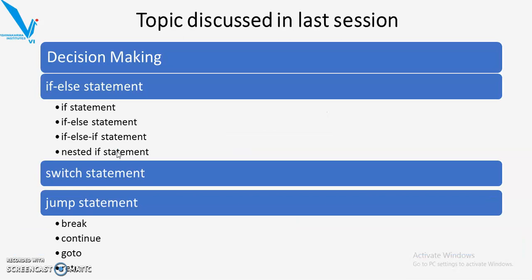Before going for today's session, we'll just discuss what we have covered in the last session. In the last session, we have covered the decision making statement. In the decision making statement, we have covered the various classifications, that is if-else statement, switch statement and jump statement. In the if-else statement we have covered if statement, if-else statement, if-else-if statement and nested if statement.